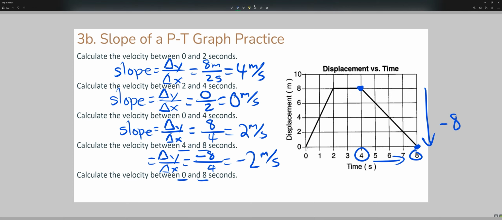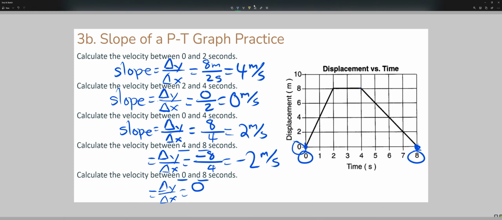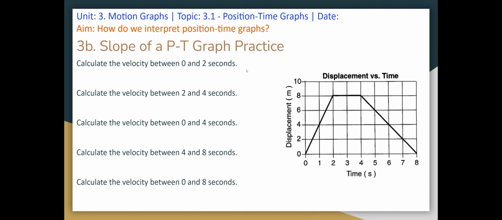And finally, the last question. Calculate the velocity from 0 to 8 seconds. I start at 0, I end at 8. Your initial y position is 0, your final y position is also 0, so my change in y is 0. I end up back where I started. My change in x is 8. I went from 0 to 8. So my answer here is 0. All right, that is the lesson.